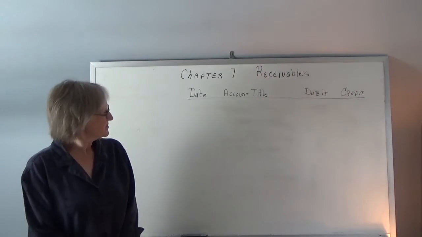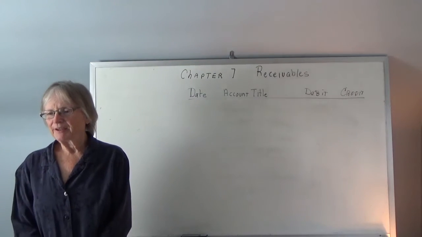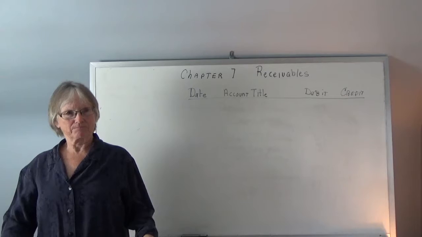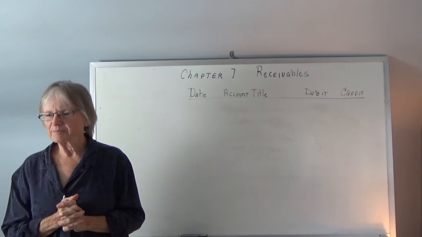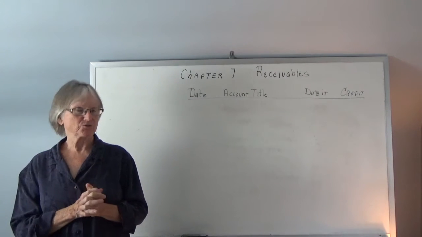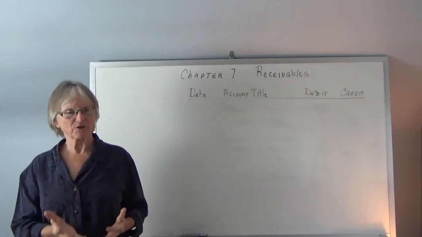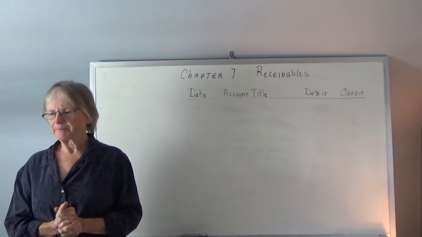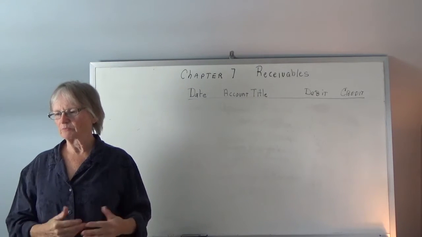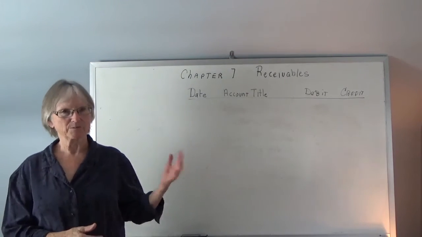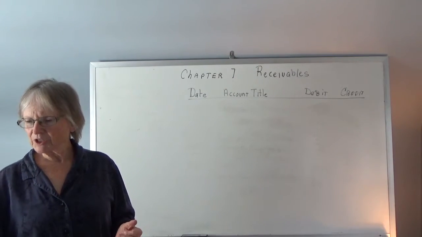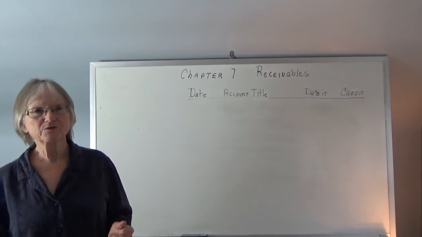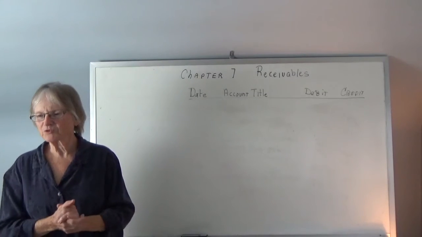So we're up to Chapter 7 on receivables, and receivables are when people owe your company something. So the usual is that you have an accounts receivable. These are generally from your customers. You've sold some goods, they haven't paid you yet, and so you send them a bill, you have an accounts receivable from them. Other types of receivables would be notes receivable. These are more formal instruments of credit.